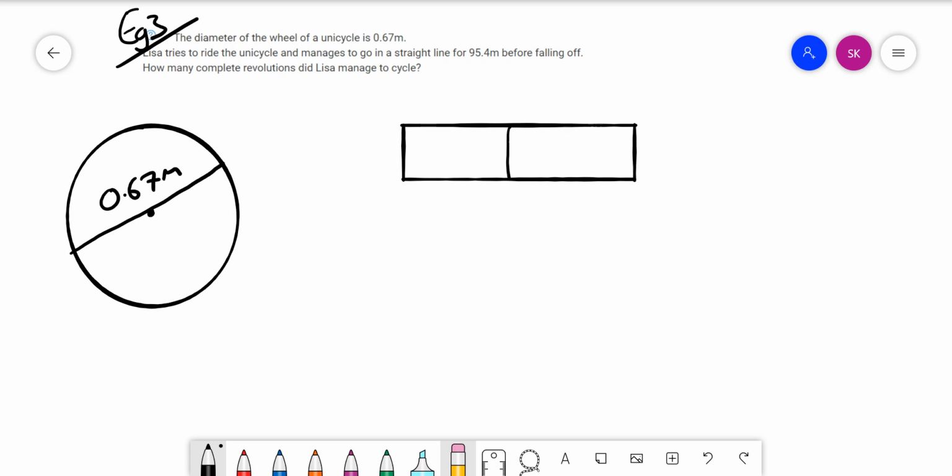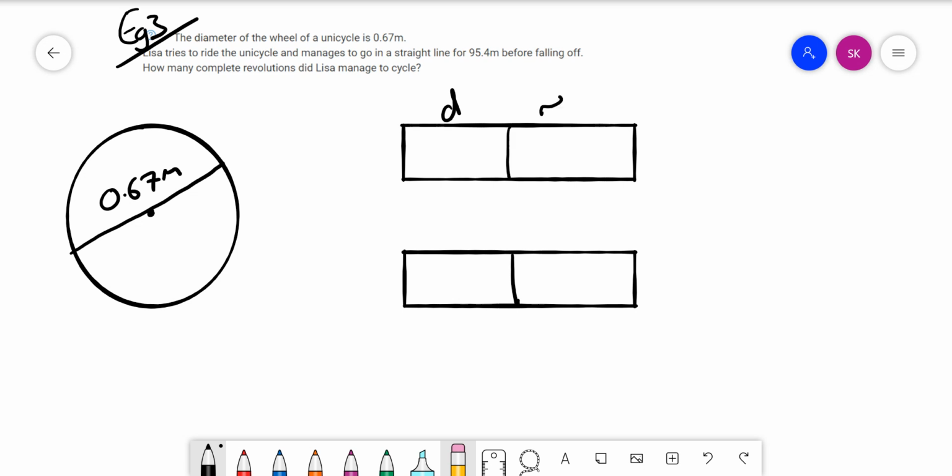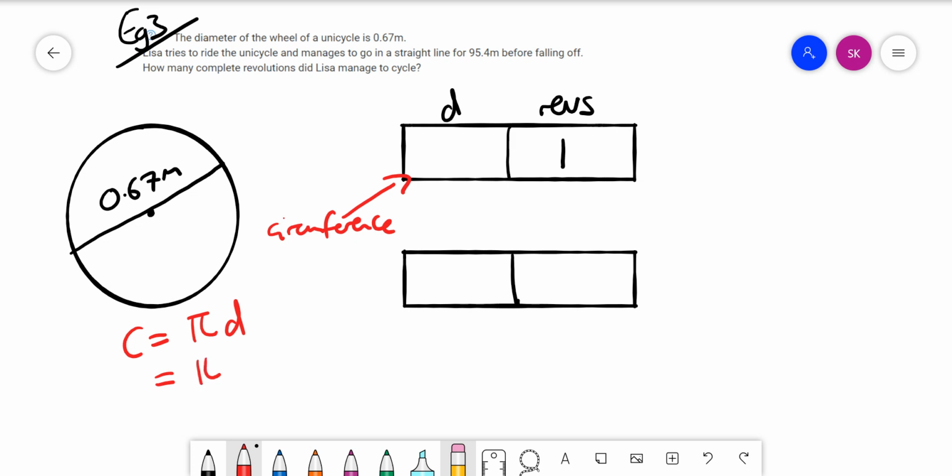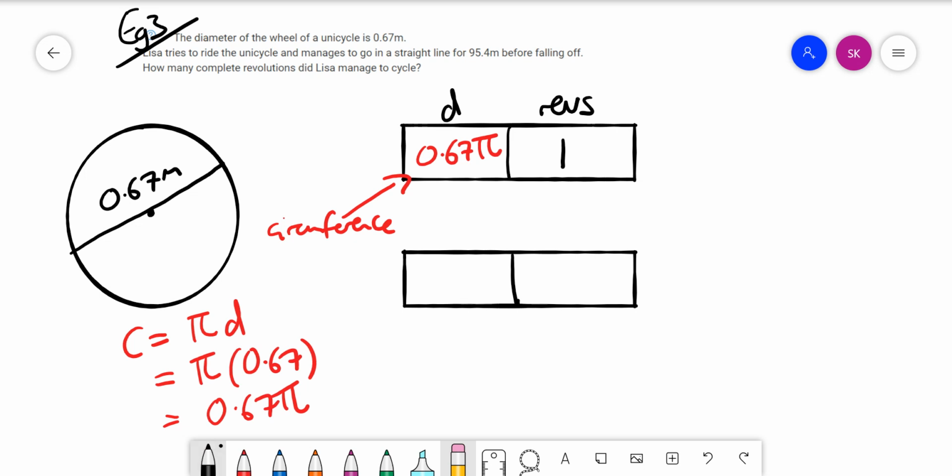So I'm going to draw my box method, and I'm going to have distance and revs. Remember, first of all, we find the distance for one revolution, which is otherwise known as the circumference. To find the circumference, pi times diameter, 0.67 pi. So that's how far Lisa goes after one revolution. But she manages 95.4 meters, so this time we're writing that in the distance column.